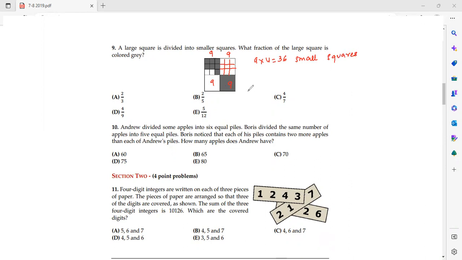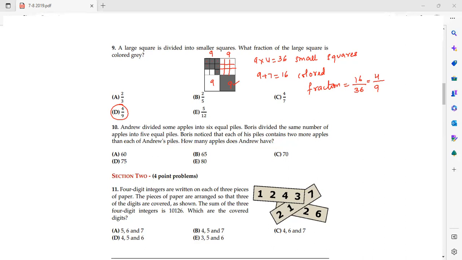Now, out of them, how many are shaded or colored? This whole 9 is shaded, and you have 1, 2, 3, 4, 5, 6, 7. So 9 plus 7 is 16. So 16 are actually colored gray. So they're asking what is the fraction? So the fraction will be 16 over 36. If we simplify, we will get 4 over 9. So my correct answer will be option number D, which is 4 over 9. Now we go to question number 10.